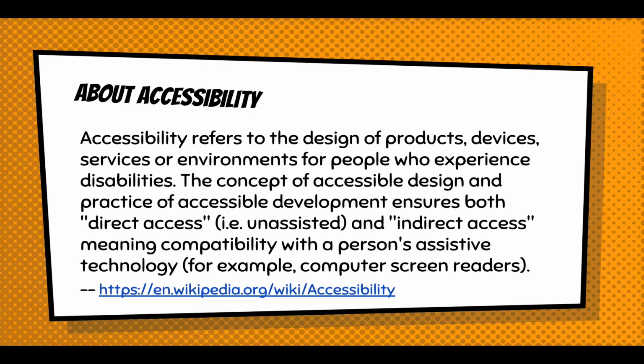All about accessibility. This is from Wikipedia. Accessibility refers to the design of products, devices, services, or environments for people who experience disabilities. The concept of accessible design and practice of accessible development ensures both direct access and indirect access, meaning compatibility with a person's assistive technology. For example, a computer screen reader.